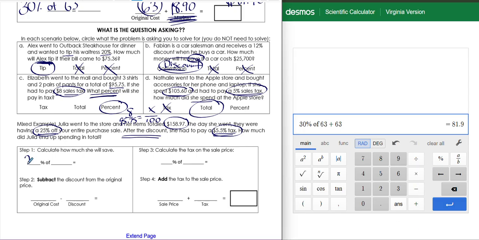So our first step is finding 25% of $158.97. Oops, I did not do that right. 25% of that original price is $39.74. We're going to keep that as a 4 because the next number is a 2, so it doesn't round up. It's just going to stay as a 4. Now we have to subtract that. So we're going to subtract the original price minus the discount amount.